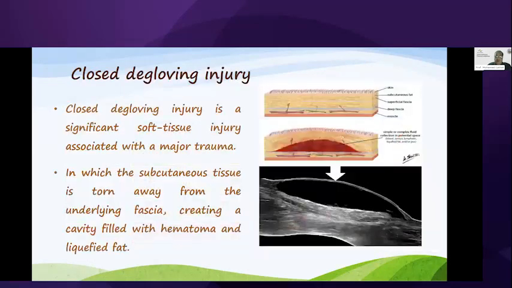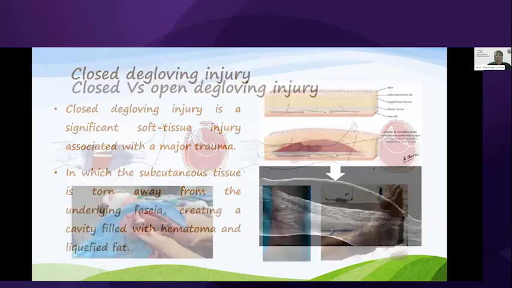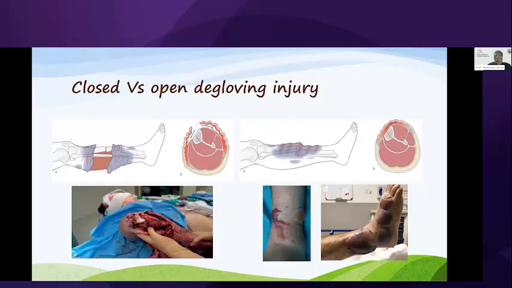Degloving means there is a separation of the subcutaneous tissue from the fascia, and this gap is filled with hematoma and liquefied fat. This photo shows an open degloving injury with this wound in the skin, and this photo shows a closed degloving injury. There is no wound in the skin, but there are bloody vesicles.